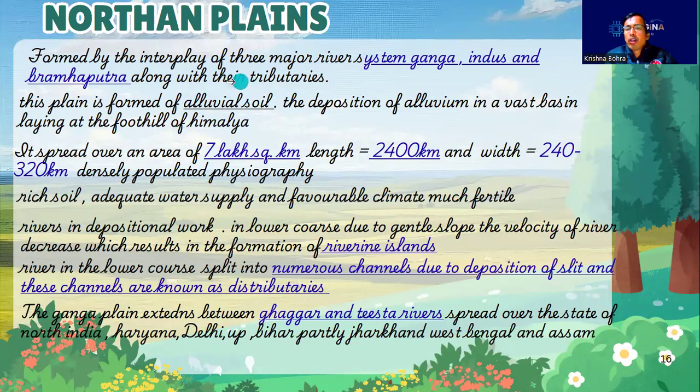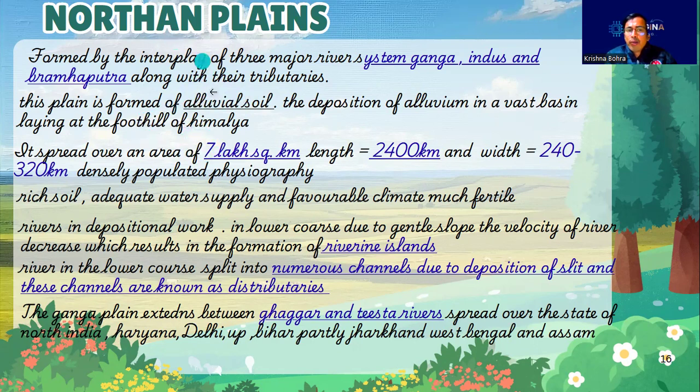What is alluvial soil? A river carries different types of deposition, different types of pebbles, stones, boulders, some kind of soil, and it deposits them at some place, especially on the plain area. The soil is called alluvial soil.